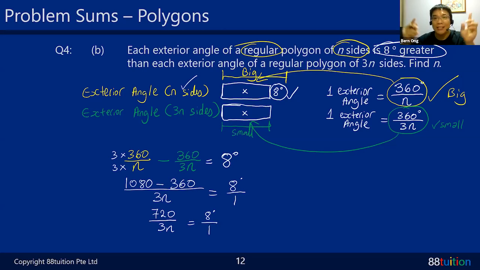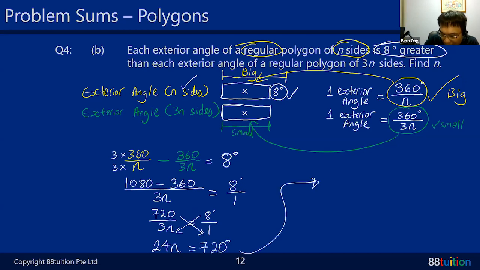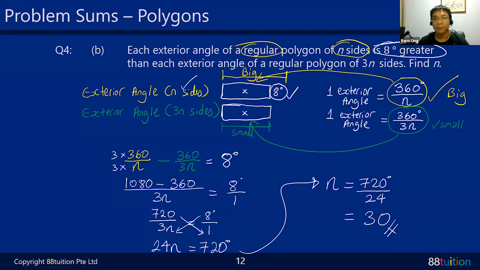Single fraction equals single fraction, cross multiply. So 8 times 3n will give you 24n. 720 times 1 will give you 720. You are looking for n alone. n is equal to what? 720 divided by 24. Therefore, n will be equal to 30. 30 what? 30 sides. No, n is just 30. Correct. Can? Got 30 sides one?